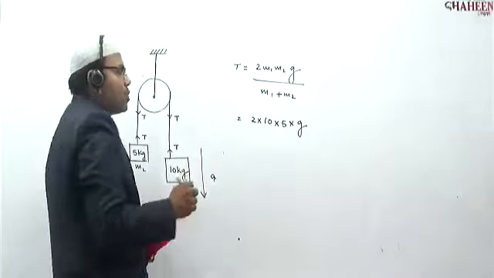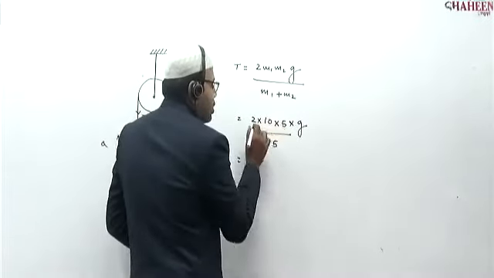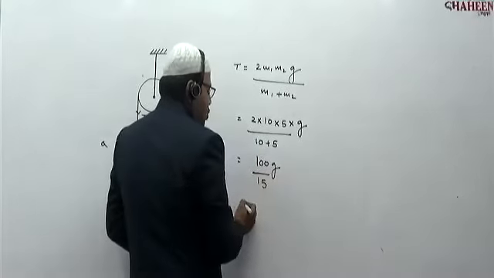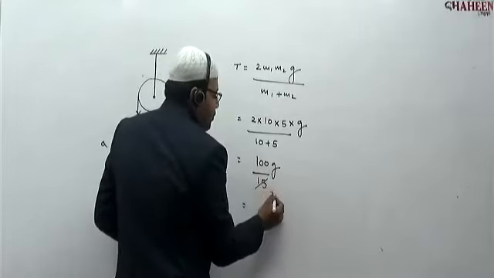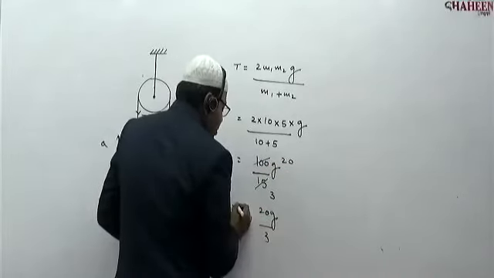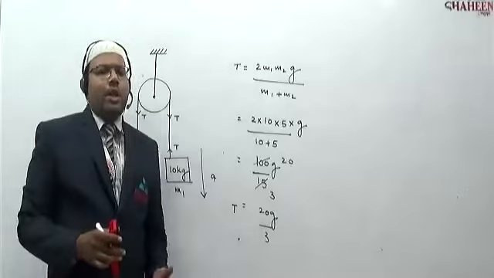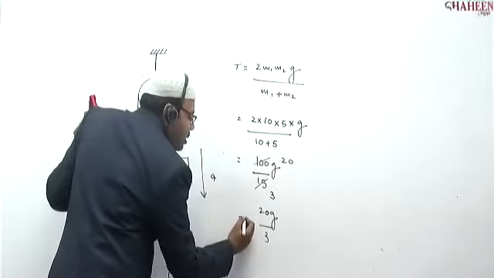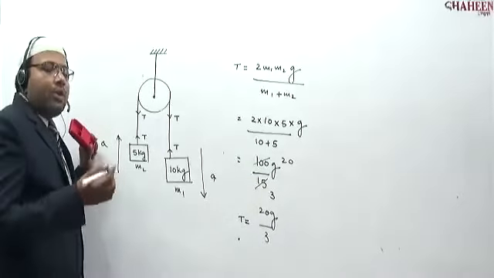So 2 into 10 into 5 into g by m1 plus m2, that is 10 plus 5. 10 into 10 is 100 g by 15. How much is 100 g by 15? Look, 5 threes are 15, 5 twenties are 100. So this will become 20 g by 3. This much is the tension. And if a numerical value is needed, take g as 10, or 9.8 also, depending on the option again. So I'm leaving the answer here itself: T is equal to 20 g by 3 is the answer. If you want, you can keep the value of g as 10.